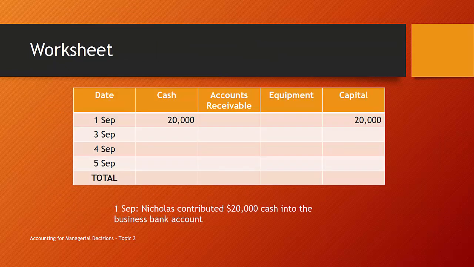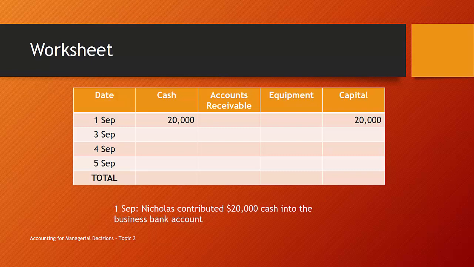So the worksheet. The first way to go about doing it is a worksheet. Now this isn't generally how it gets done, but it's a good starting point just to get your head around what needs to happen. So on the 1st of September, the first step is to read and understand the transaction. Nicholas contributed $20,000 cash into the business bank account. The second part is to work out the amount, $20,000, so that's relatively easy. The third is to work out what accounts are affected.